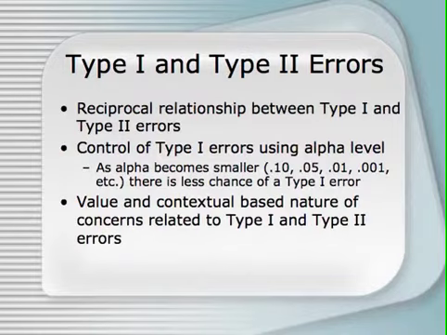So there is a reciprocal relationship between type 1 and type 2 error, as if you control for type 1 error, the likelihood of type 2 error increases. Again, as the alpha level becomes smaller, there is less chance of a type 1 error, right? But your chances of a type 2 error increase.